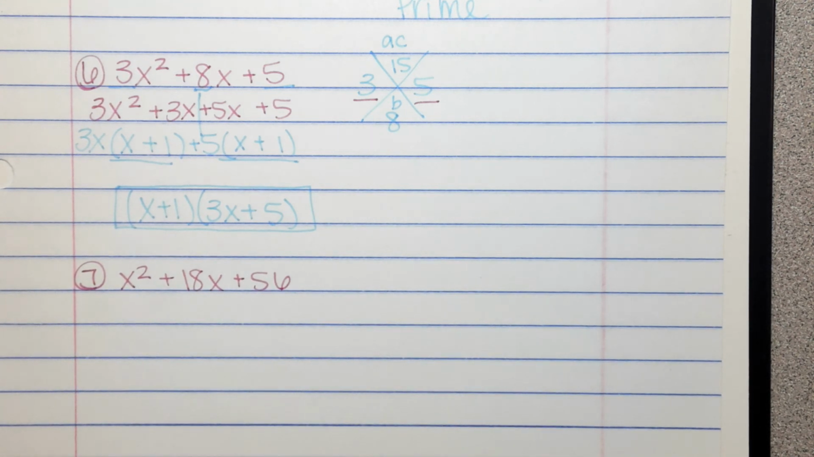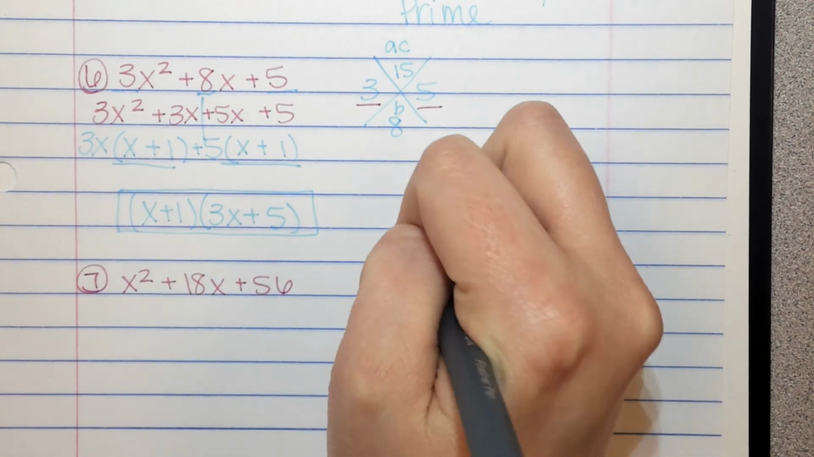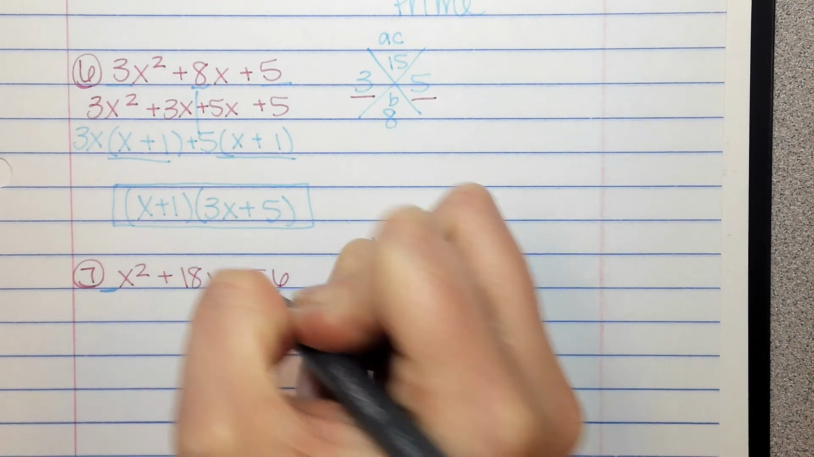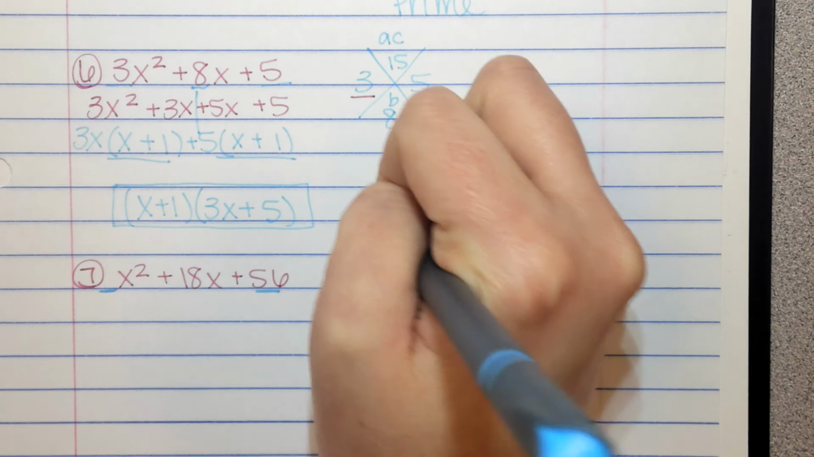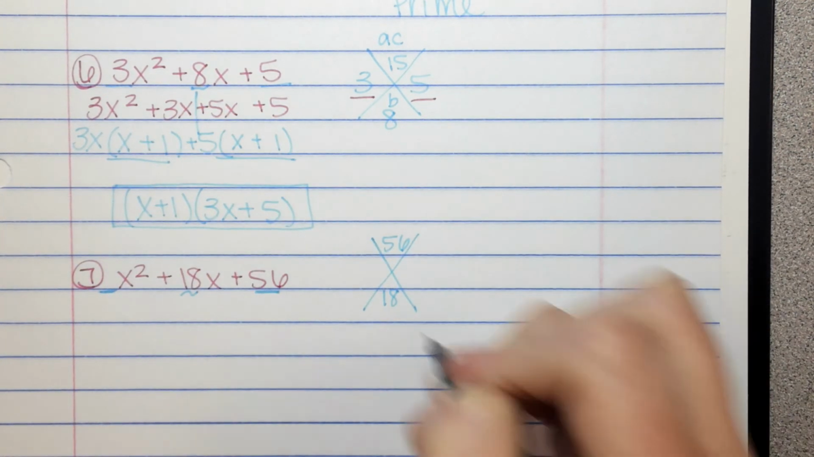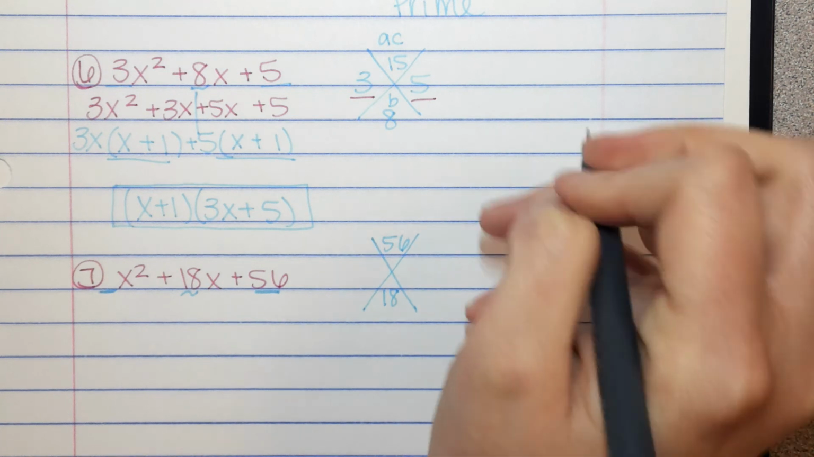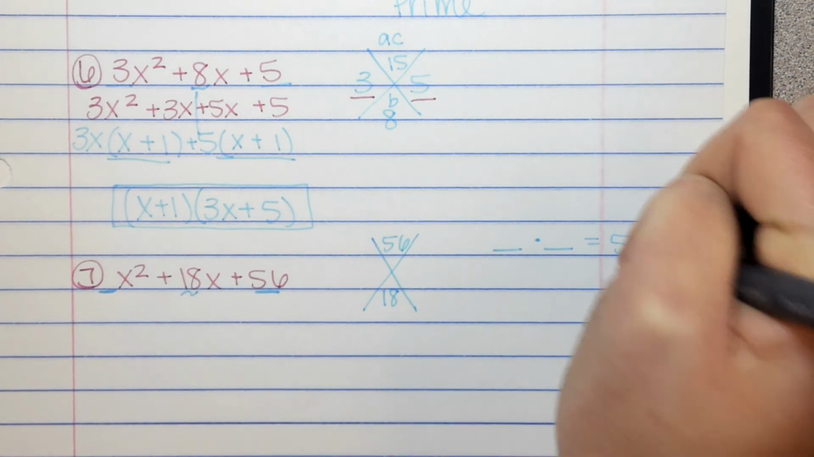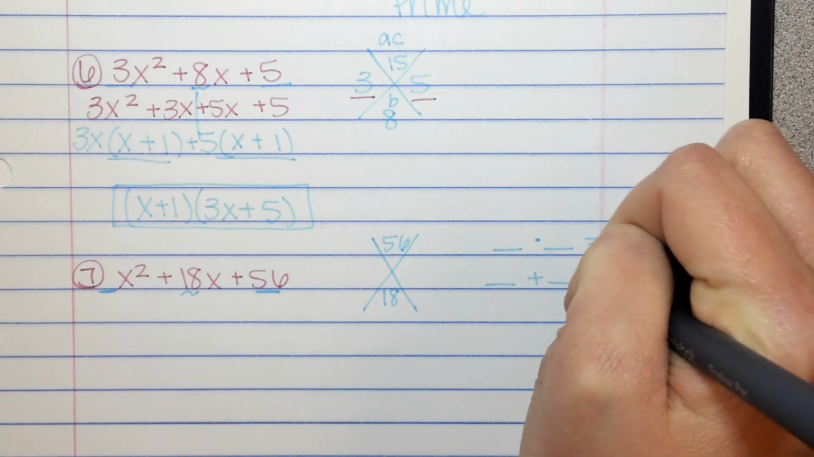So we can make the x, okay? In the top, we're going to do A times C. So 1 times 56 is just 56. Bottom, we're going to put B, which is our 18. So we need 2 numbers that multiply to give us 56, but they add to give us 18.